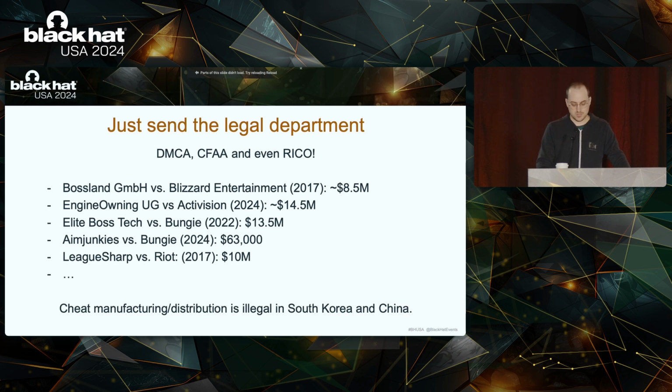You can use the DMCA, which is the Digital Millennium Copyright Act, like copyright violation. You can use the CFAA, which is the Computer Fraud and Abuse Act, like you're doing some piracy. And even RICO, which is designed for like the mob or something. It's the Racketeer Influenced and Corrupt Organizations Act. It's been used against the mafia, these kinds of things. But it also has been used against a cheat provider, which I find worrying, to say the least.